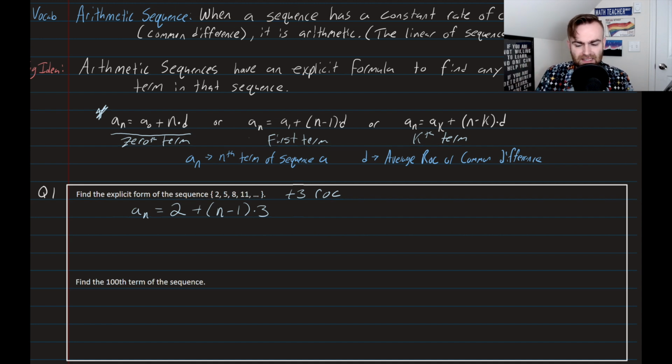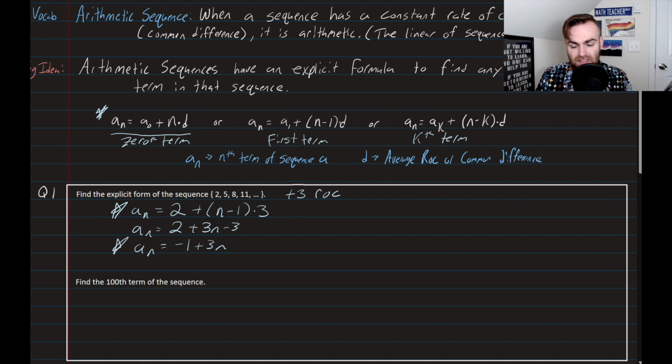So that's all fine and dandy. Maybe you don't like that. We can simplify this. We can distribute and then combine like terms. So we can say a sub n is equal to 2 plus 3n minus 3. So a sub n is equal to negative 1 plus 3n, which is perfectly fine. You can stop here. That is perfectly fine. Or you could stop here. Doesn't matter. It really doesn't. They're equivalent, and we got one from the other.